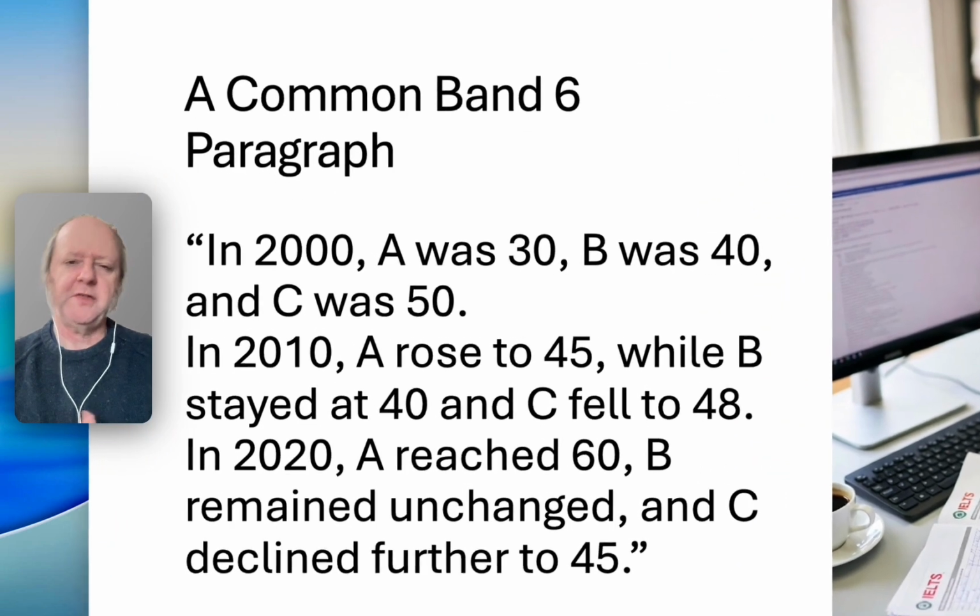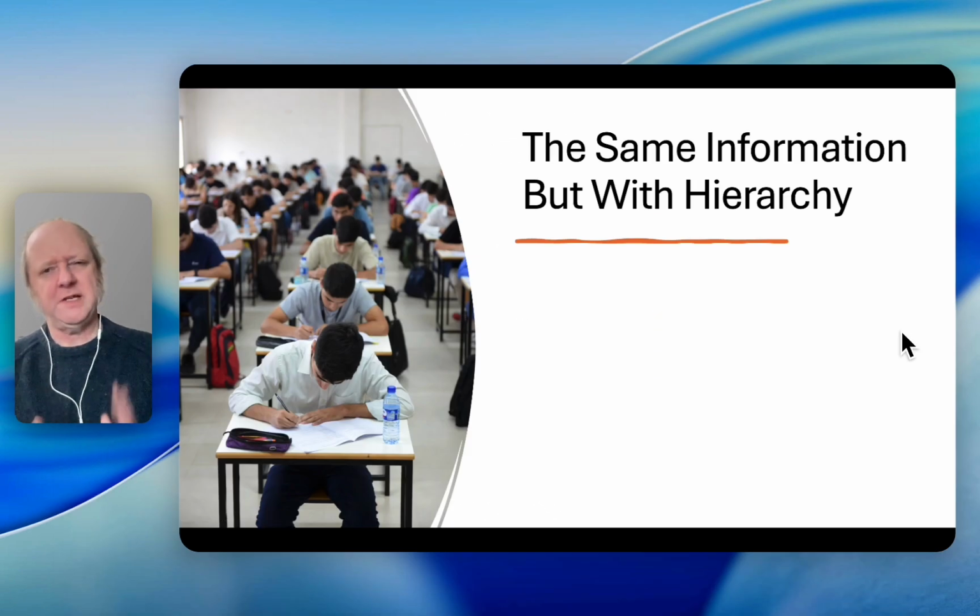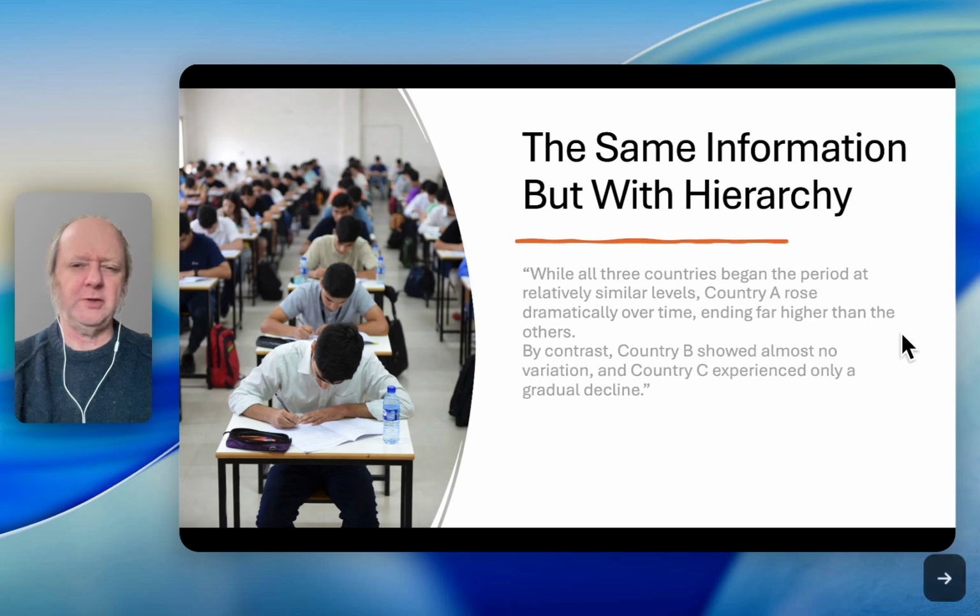In 2000, A was 30, B was 40, and C was 50. 2010, A rose to 45, while B stayed at 40, and C fell to 48. In 2020, A reached 60, B remained unchanged, and C declined further to 45. Okay, so this comes across as reporting information almost like a list. There's no priority given in what you've written. Now let's look at the very same information, but given that priority, given that relative importance with a hierarchy. So let's have a look.